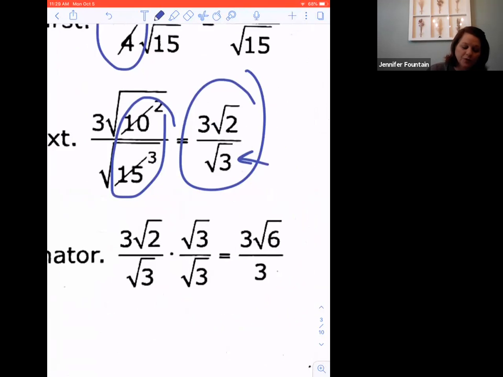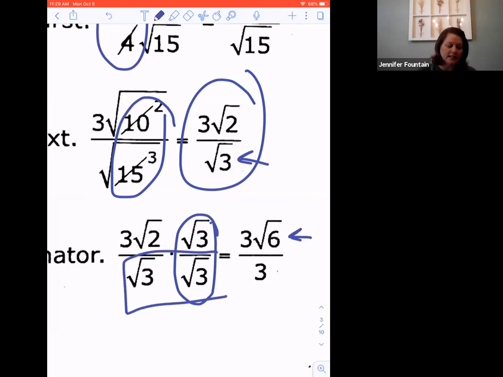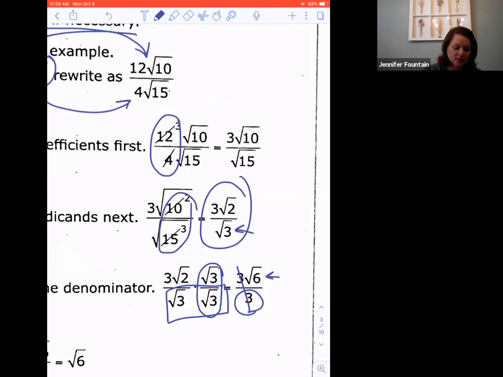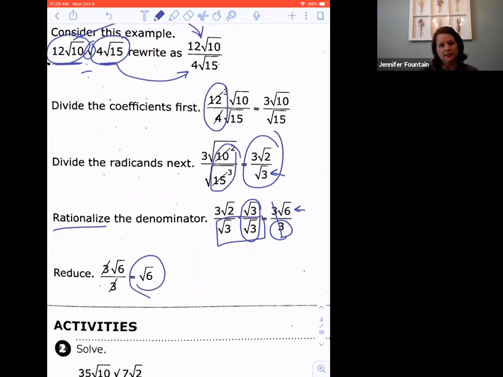So it's the square root of 3, so I have to multiply by the square root of 3 over the square root of 3. So 3 times the square root of 2 times the square root of 3 becomes 3 times the square root of 6. The square root of 3 times the square root of 3 becomes the whole number 3. Once I'm there, now I can see that those will cancel, and my solution is just the square root of 6. Okay?